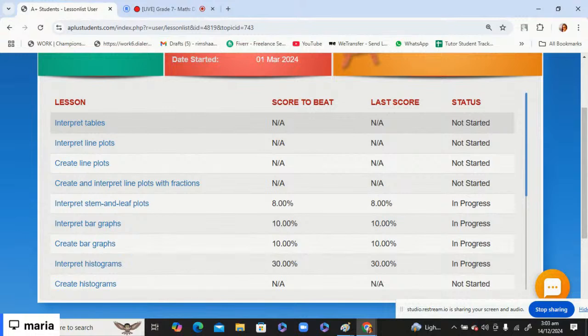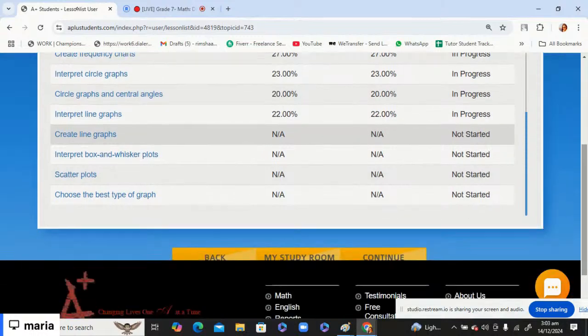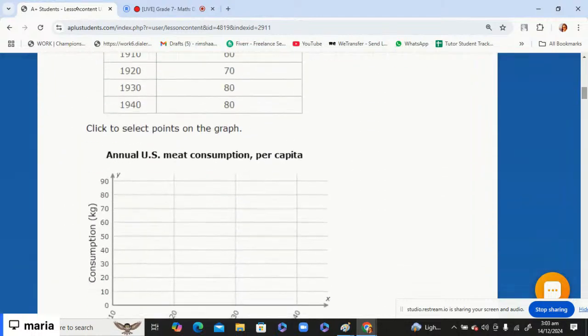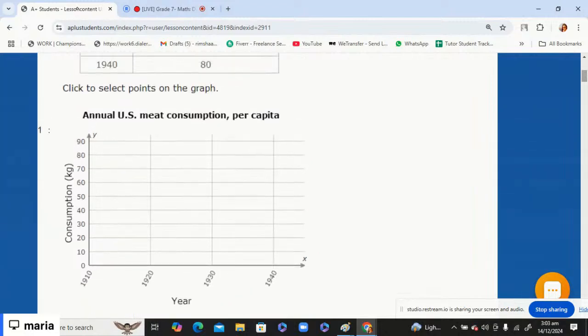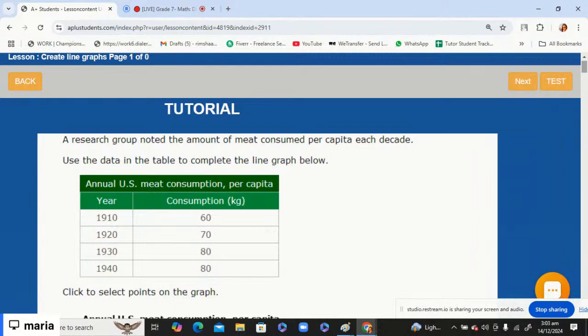And the lesson which we discuss today is create line graphs. So look here at the first question. A research group noted the amount of meat consumed per capita each decade. Use the data in the table to complete the line graph below.